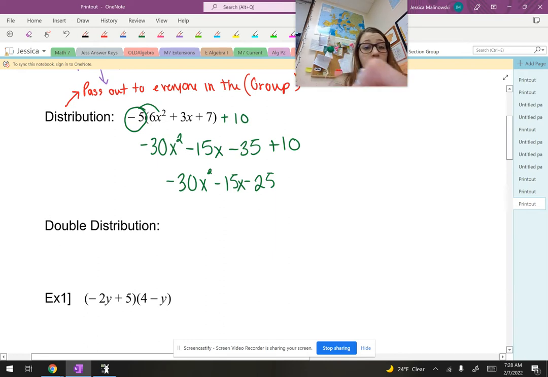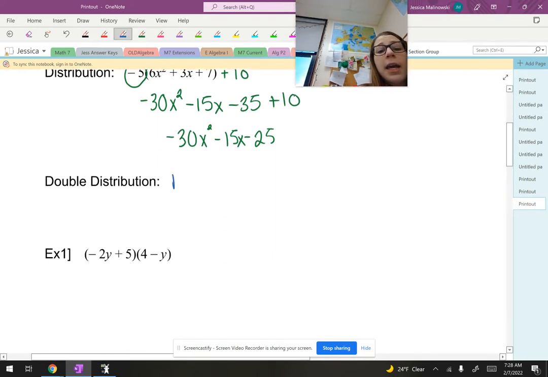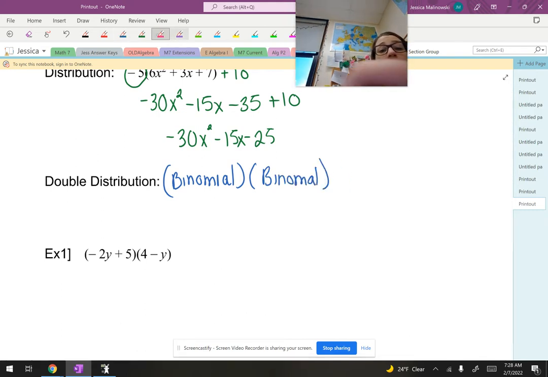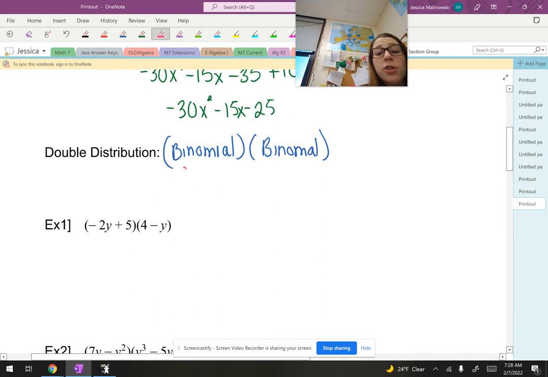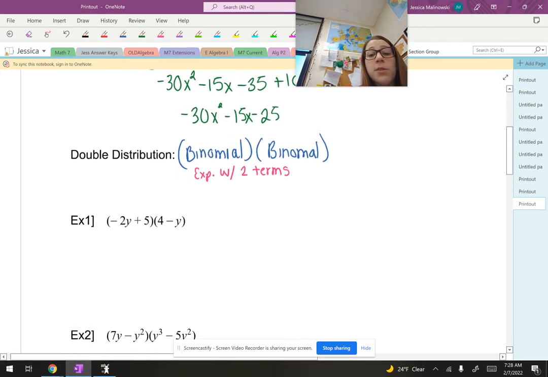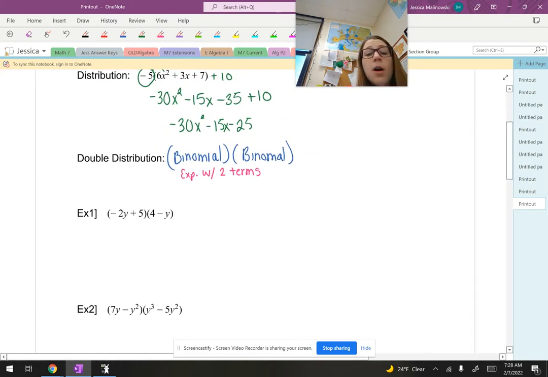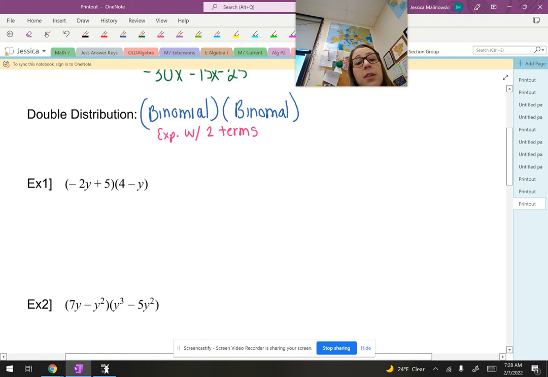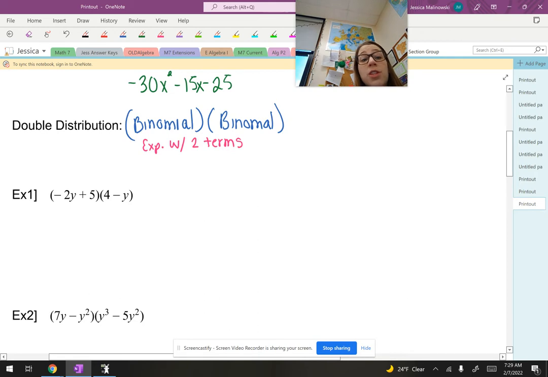And double distribution is what happens when you have a binomial being multiplied by a binomial. You might remember from notes from Unit 3 that a binomial is just an expression with two terms. You can see examples in all of our examples down below. The difference here, if you look at our example 1, is that there's two pieces that need to be distributed. So we're going to be going through the distribution part twice.